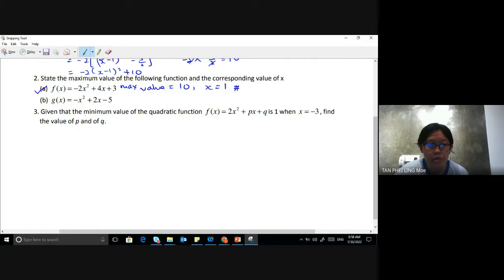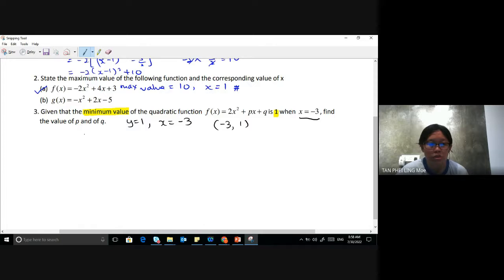Minimum value of the quadratic function is 1, which means from this interpretation, you know that the minimum value is 1. So y equals 1 when x is -3. This already gives you the coordinates of the minimum point, isn't it? Which is (-3, 1). You have to interpret yourself. So find the value of p and of q.